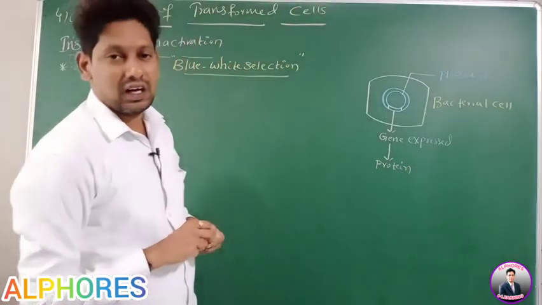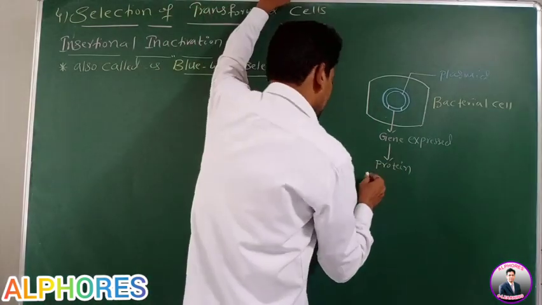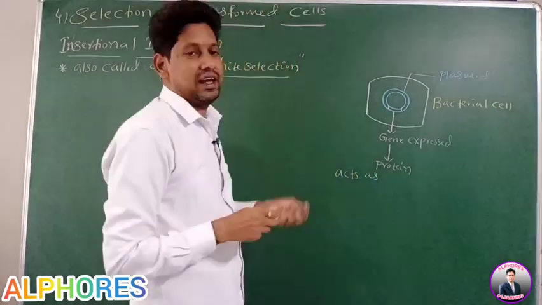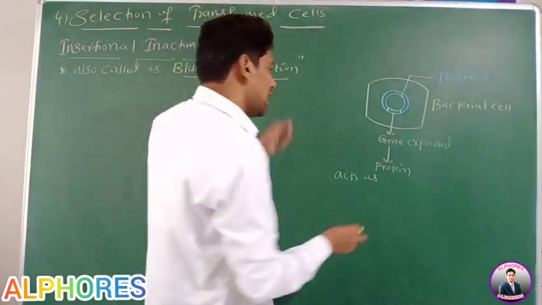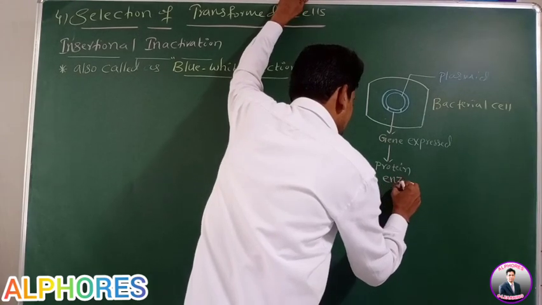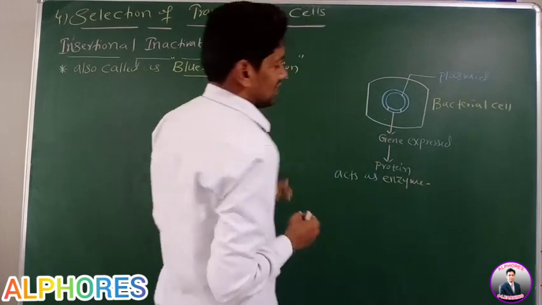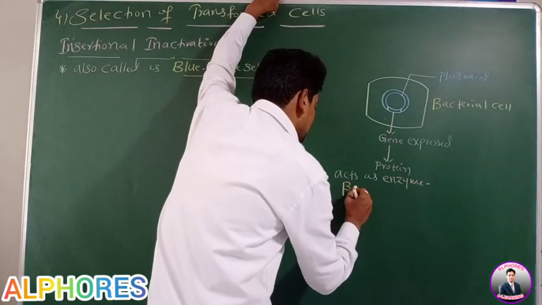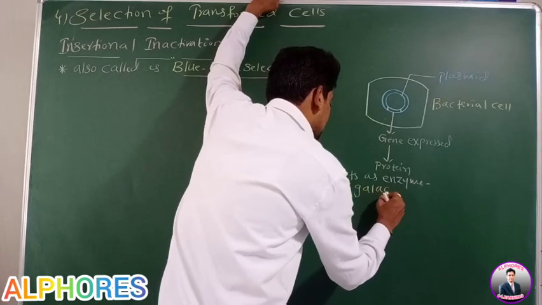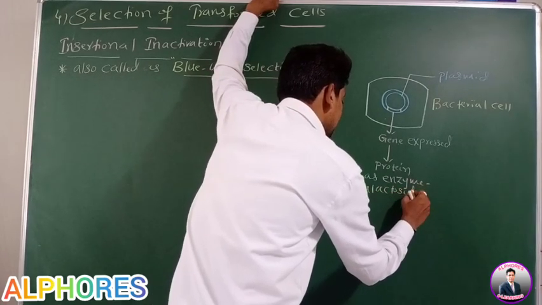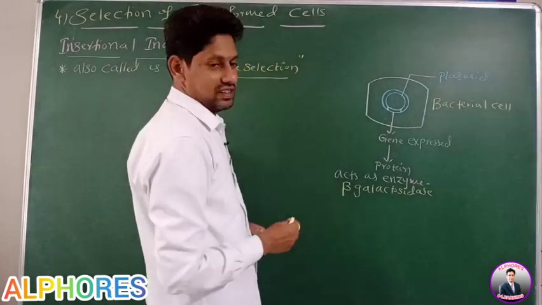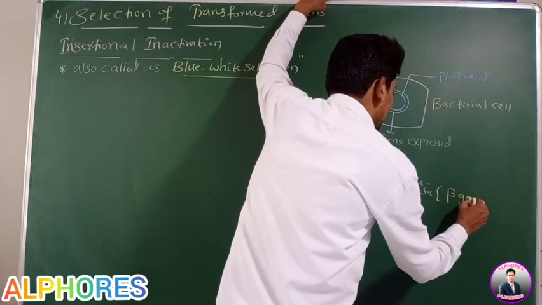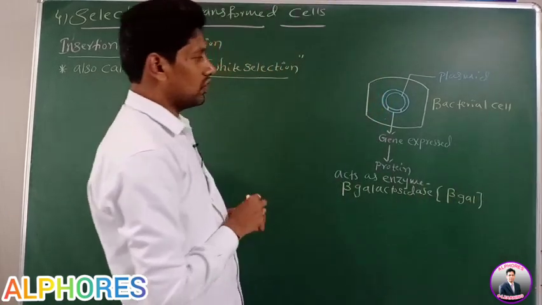This protein acts as an enzyme. What is that enzyme name? Beta galactosidase. In shortcut, we are writing this enzyme as beta gal. Is this statement okay?